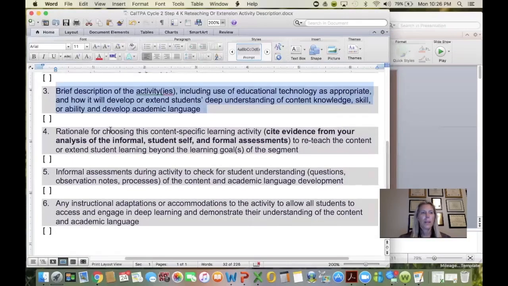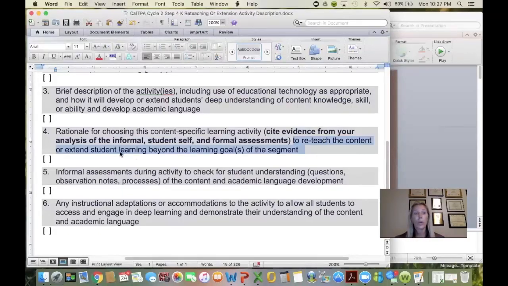Now, number 4 says, what is your rationale for choosing this content-specific learning activity? Ooh, look in bold. Cite evidence from your analysis of the informal, student self, and formal assessments. So it says, in determining the need for this lesson, cite evidence from your analysis of the informal and student self-assessment. So that would have been from step 2. Or your analysis of this formal assessment that came from step 3. So you want to cite what you said in those prompts. Cite what the students did in their work samples that is helping you determine that this is what you need to do next with this group of students in order to reteach the content or extend student learning beyond the learning goal. So you're only doing one or the other.